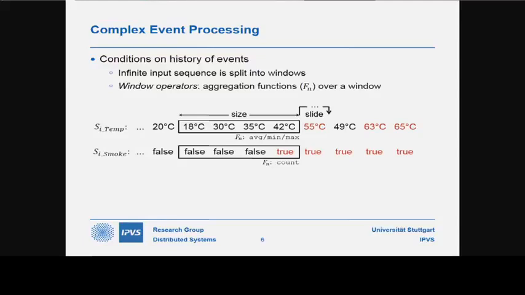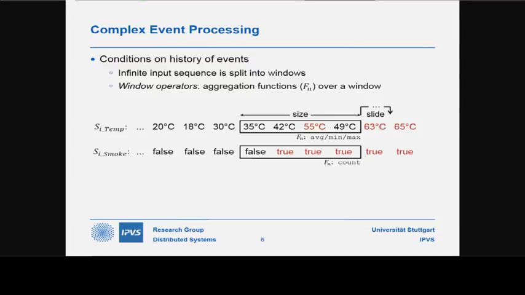And since these input streams are possibly infinite, these sequences are split into windows, and by that bounding the state. You see an example here of a so-called sliding window. It has a size and a slide that determines by how much the window proceeds. And you can use aggregation functions over these windows and use them in an expression for the pattern to detect. For example, here you could specify that the average temperature over the window should be larger than 55 degrees Celsius, and at least 3 times you have seen the smoke detection.